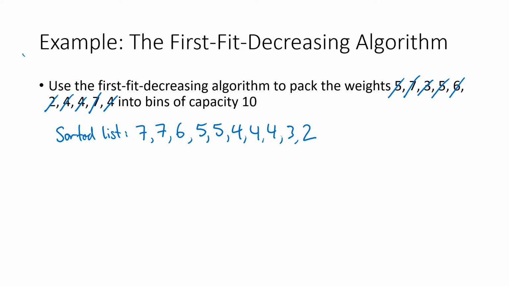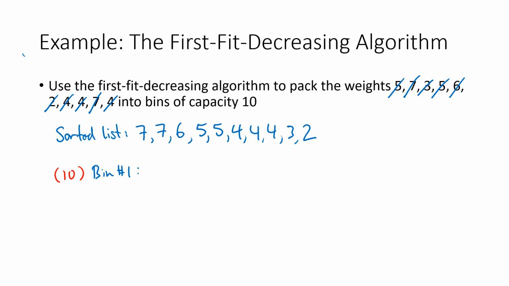Now we're going to go back and do what we did in the previous lecture talking about the first fit algorithm. I'm going to start with one empty bin, and as usual, we're going to be keeping track of how much capacity is remaining in that bin. In this case, that's 10.